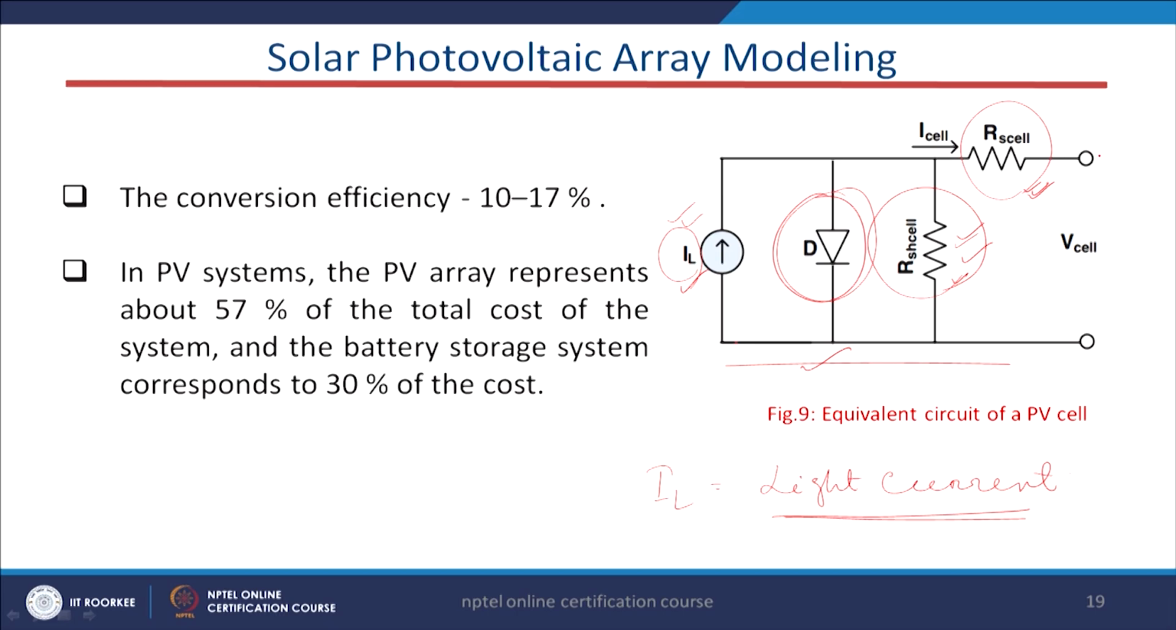And finally, if you see here, I have written V cell, this is the output port, port 1, port 2, from where we take out the current to the external load. If it is a resistive load, the current will flow from here, flow through the load and come back to the cell. Now, I cell stands for cell current and V cell stands for the cell voltage.